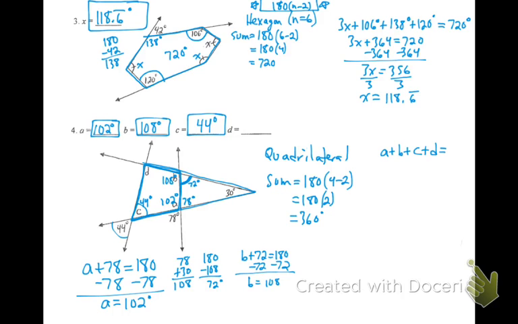So if I look at A plus B plus C plus D, that is going to be, not 180, 360 degrees in a quadrilateral. And I know A, I know B, I know C, so I'm going to plug those values in. So A is 102, B is 108, and C is 44, and then plus D is 360. So solving that equation, D plus 254 is 360 degrees. Subtracting out 254, we have 106. And there we have it. We have all four angles.